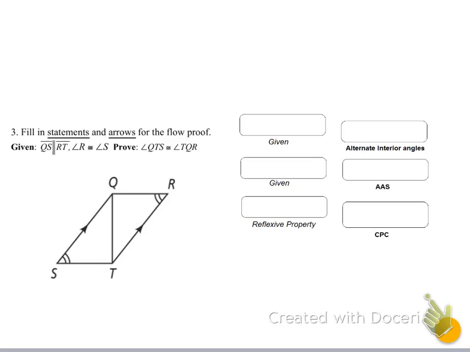Okay, fill in the statements in the arrows for the flow proof. So my first one is a given statement, so let's just put QS is parallel to RT. My next one's a given statement, so angle R is congruent to angle S. So let's go from that to that. Then let's go to the reflexive property, because we know that if they share the same thing, so QT should be congruent to QT because they share the same side and it looks like they're the same. Okay, so we can say by the reflexive property, QT is congruent to QT. Okay, so now I have an angle and a side.